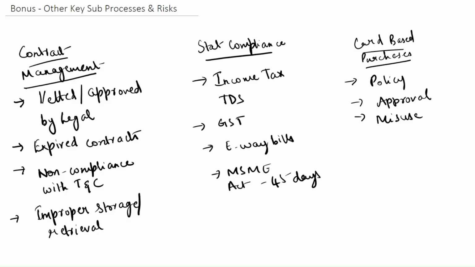Also, in some organizations, there are card-based purchases, which means corporate credit cards are granted to employees and they are allowed to make certain small purchases for the company, say like stationery or certain routine items, through the use of these corporate cards up to a certain threshold. So in such cases, you can check what is the policy for such purchases and how is compliance ensured, and how does the organization prevent misuse of these cards for personal purchases, and how these expenses are approved. So yeah, these are some of the additional aspects that you can check in P2P.